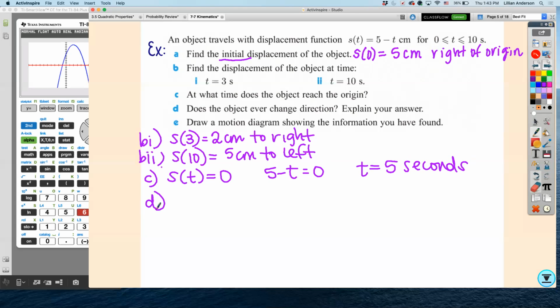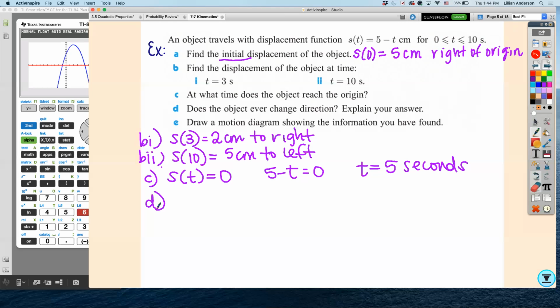Does the object ever change direction? Explain your answer. Why? 2 to the right. 5 to the left. So you're saying yes, it changes direction? No. Because it starts from 5, it just goes to the left. Because you're going left because it's negative centimeters in direction.